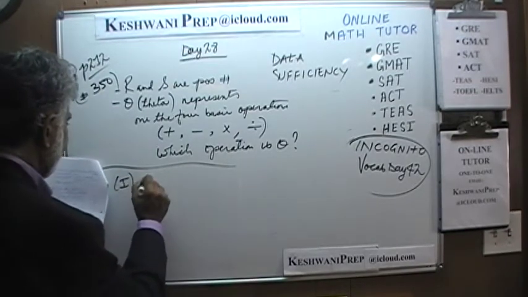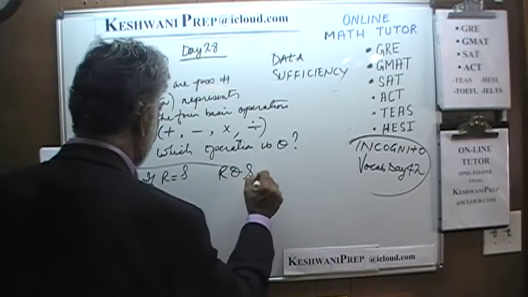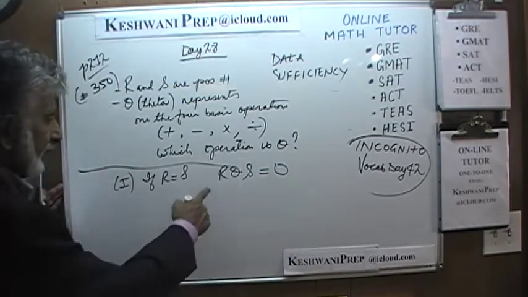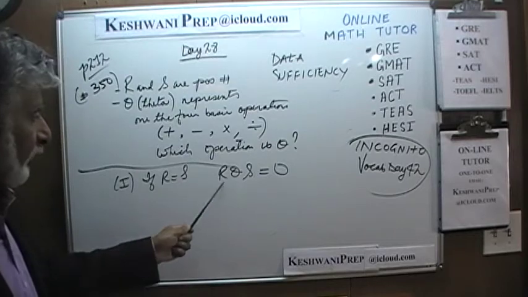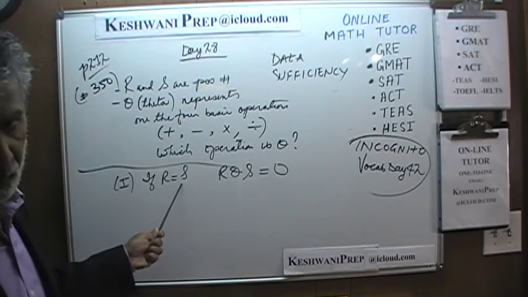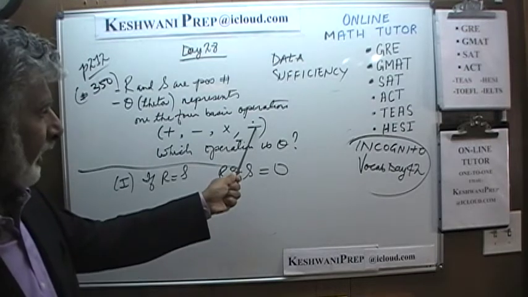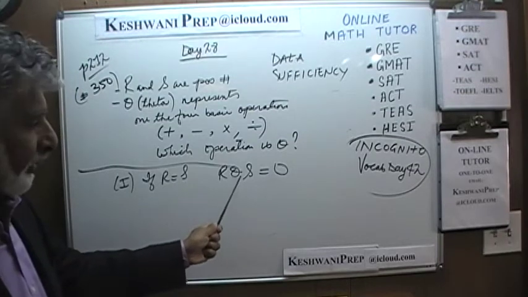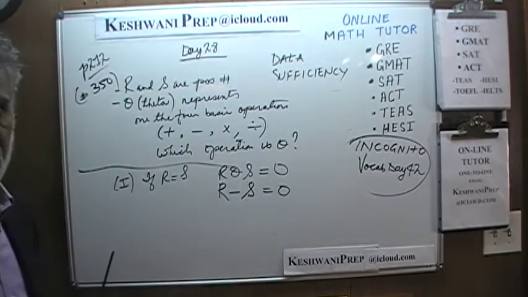Statement one tells us that if R is equal to S, then R theta S is equal to 0. Plug in numbers if it makes your life easier. If R equals S, they're equal, so it's got to be 2 and 2. 2 plus 2 will not equal 0. 2 times 2 will not equal 0. 2 divided by 2 will not equal 0. The only time when the two numbers are equal and the result of some operation is 0 is when one must be subtracted from the other.